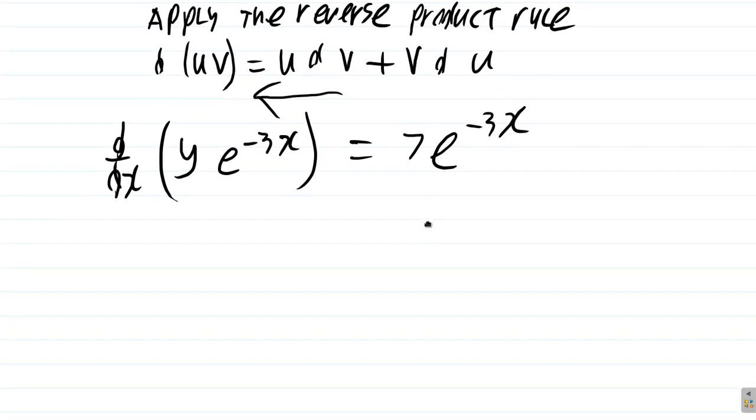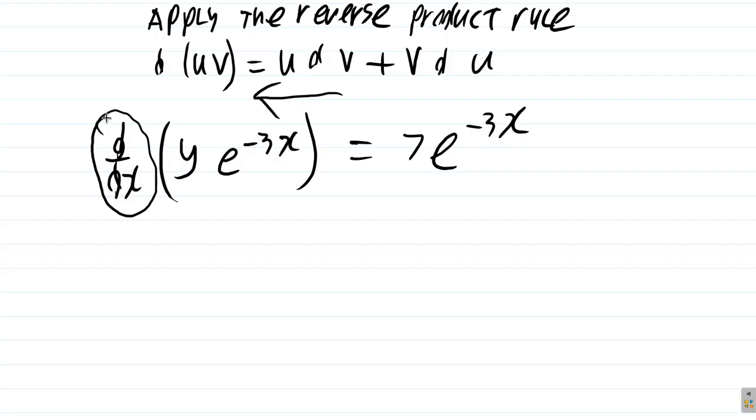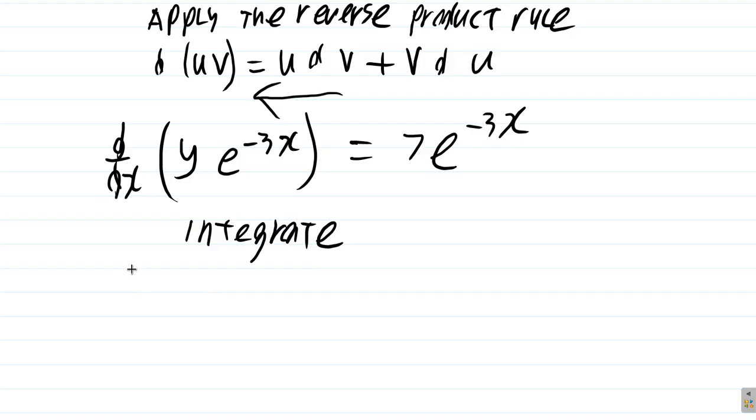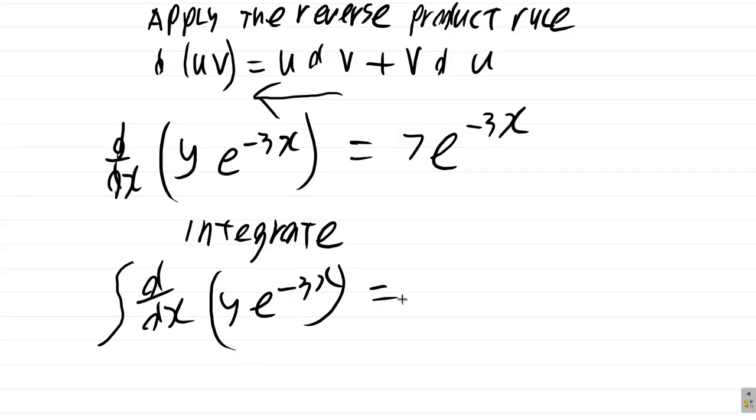Alright. Now, what you do next, you integrate. That will free up the y. Integration will remove the differentiation and leave this free. So you're going to integrate both sides. So you have the integral of d by dx of y e to the negative 3x is equal to the integral of 7 e to the negative 3x.